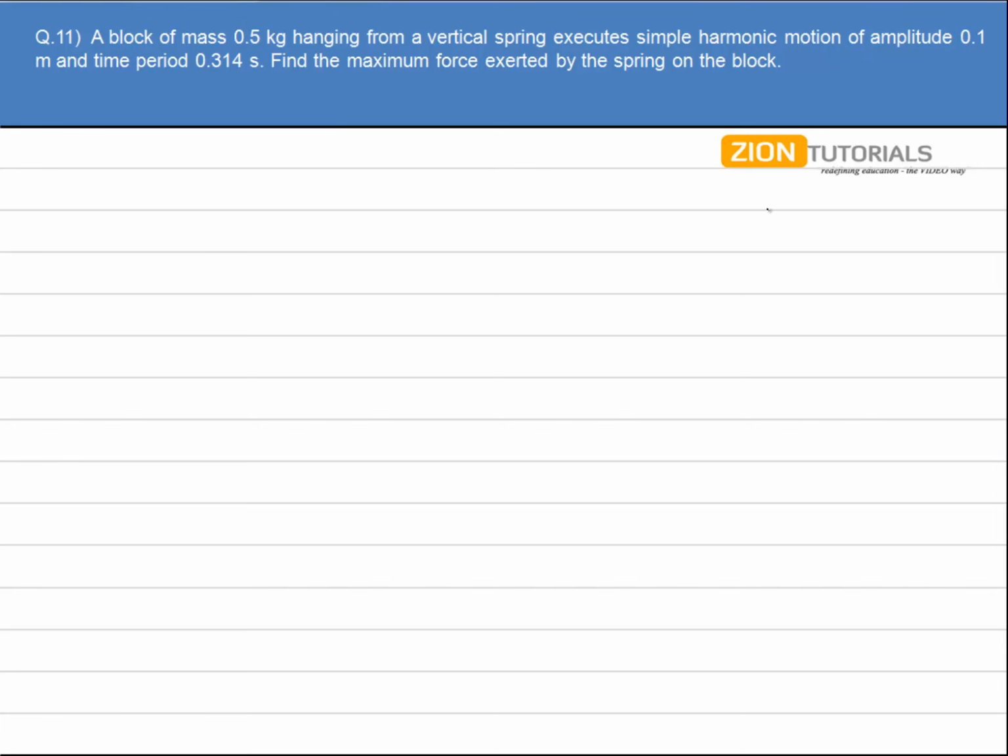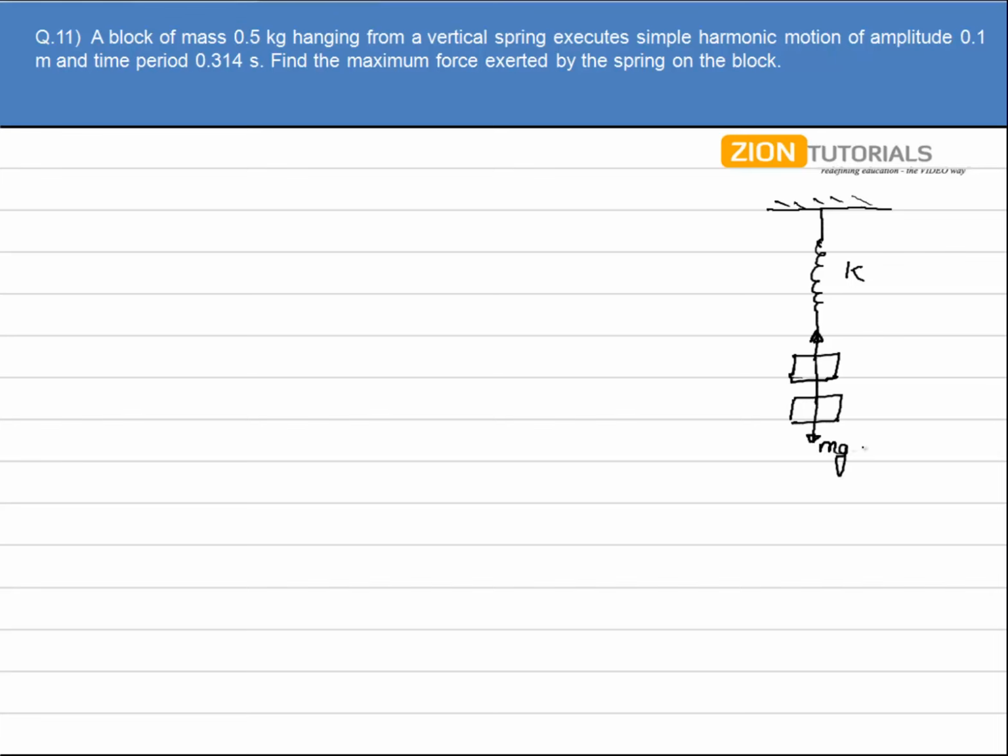Alright, now let's say this is my spring. A block is hanging from it. Now what happens is that when a block is hanging from a spring of spring constant K, first of all it will come to an equilibrium position. At that very instant the spring force upward will be equal to mg.